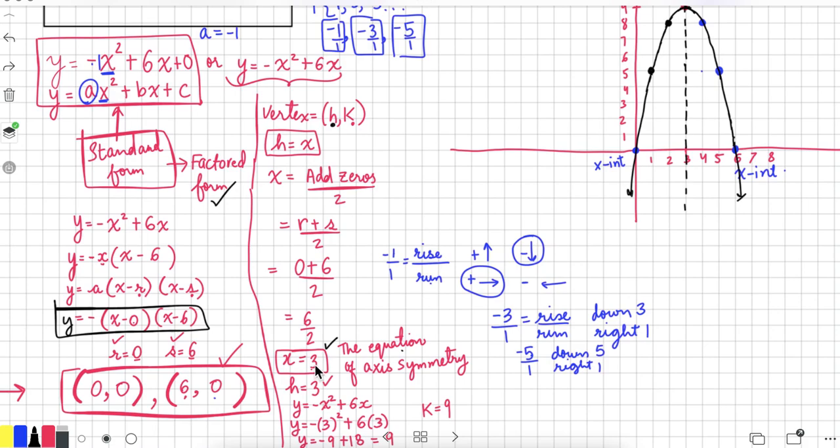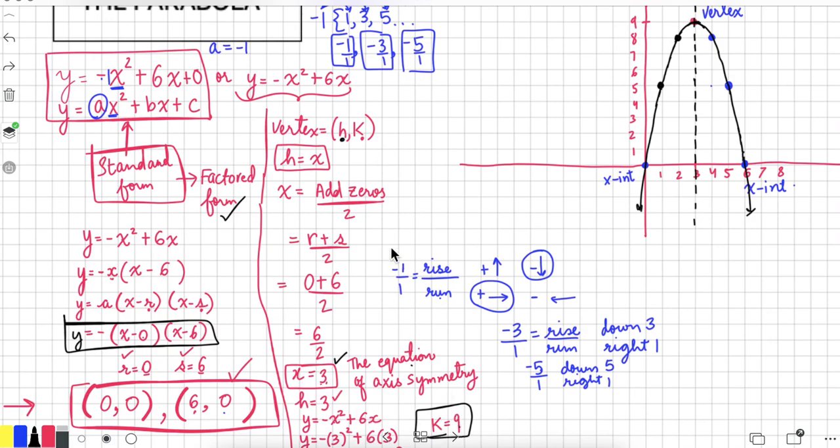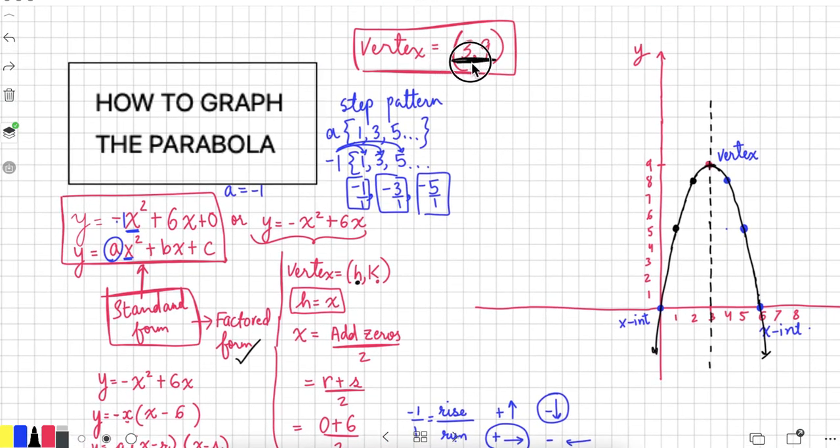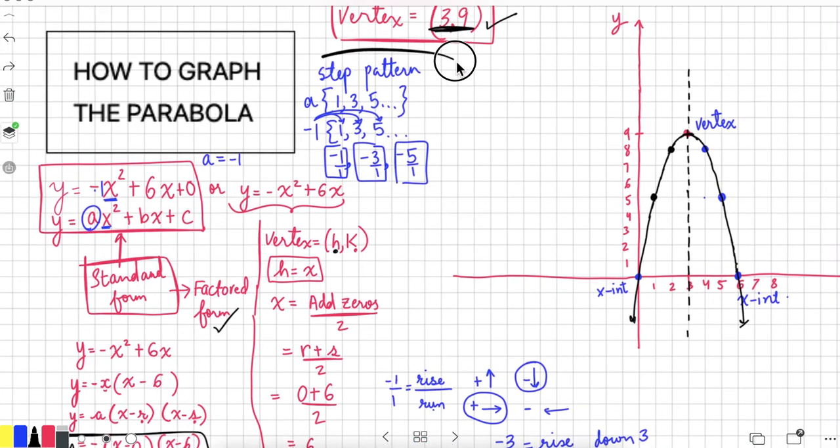Plugging this x value will give us the y, which will be the k. So we're going to plug that x value into the given equation. You can use the factored form or the original one, it doesn't matter. When I plug in x equals 3 here, we get y equals 9. That means the k will be 9. So we know the h and the k. The h will be 3 and the k will be 9. So we actually got the vertex here. We're going to plot this point, then plot the x-intercepts, and then remember the step pattern, which is going to help us in plotting the other points after the vertex. So follow this through. If there is any doubt that you don't understand it, let me know.